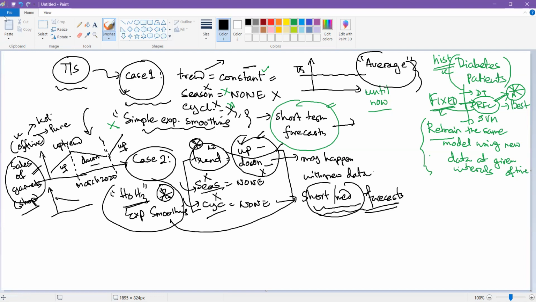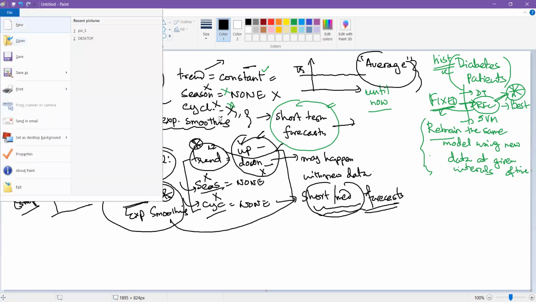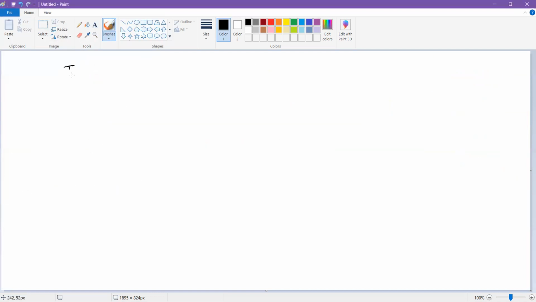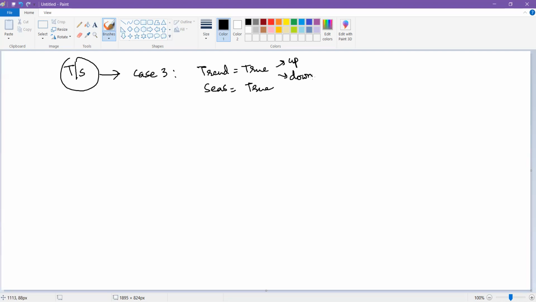Right? These are the two use cases that we saw. Now let's look at the third use case. I have my time series. Let's look at case three. Case three is where now this becomes interesting. Trend is there and seasonality is there. Both are true, let's say, irrespective of whether the trend is an uptrend or downtrend.